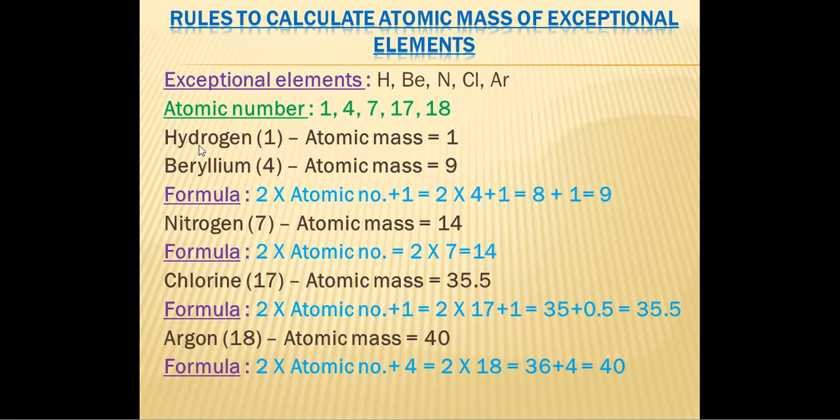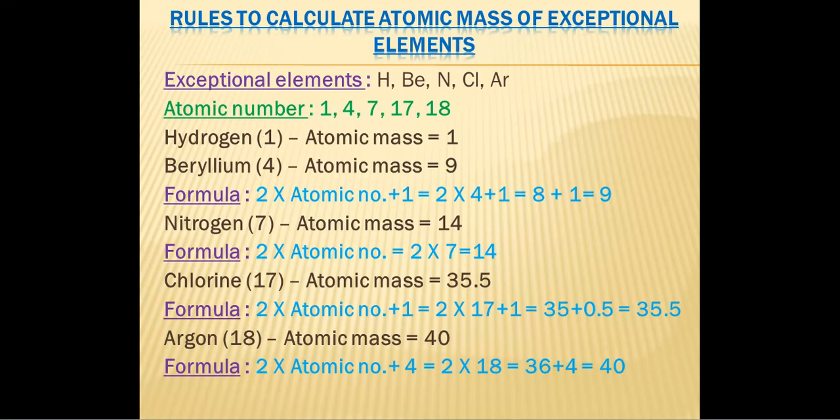First of all, we'll start with hydrogen. I have told you that hydrogen does not contain any neutron. In hydrogen, only 1 proton and 1 electron are present. So the atomic number of hydrogen is 1 and its atomic mass is also 1, because no neutrons are present in hydrogen, so we give the atomic mass as 1 also.